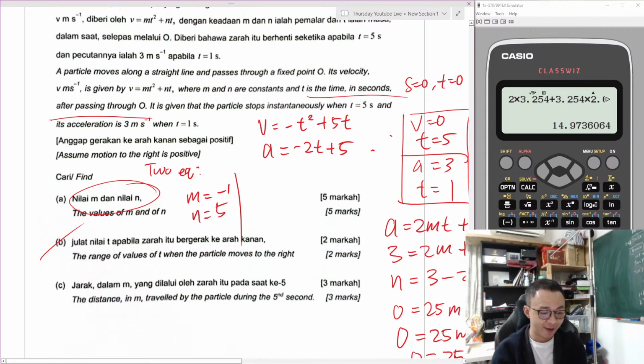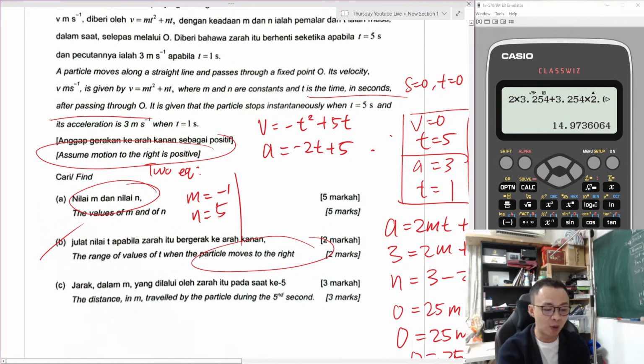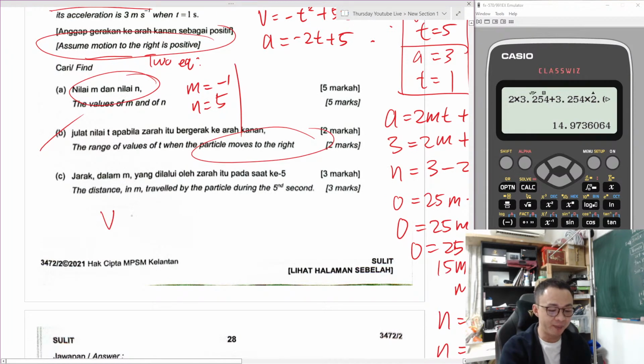Alright, so then what I want to do next is find the range of values of t when the particle moves to the right. Here they tell you to assume the motion to the right is positive, so this is very important information. Moving to the right basically means the velocity, so v will be bigger than 0 when it moves to the right. Move to the left, v will be less than 0.